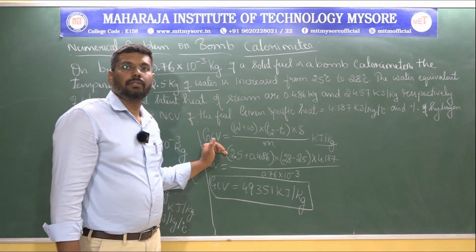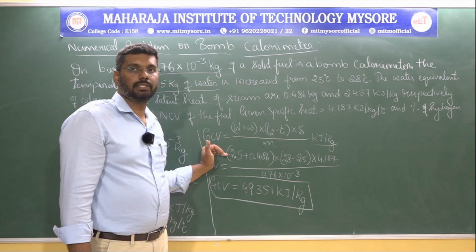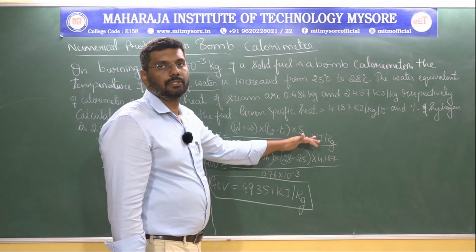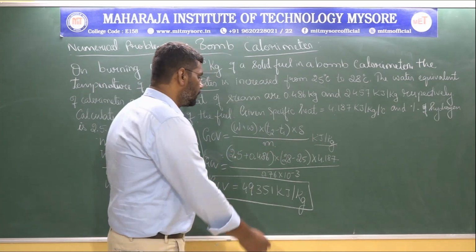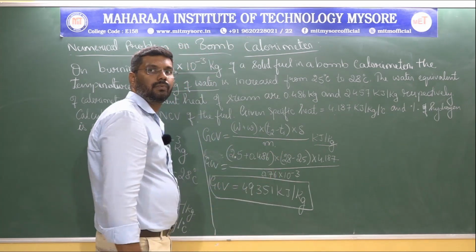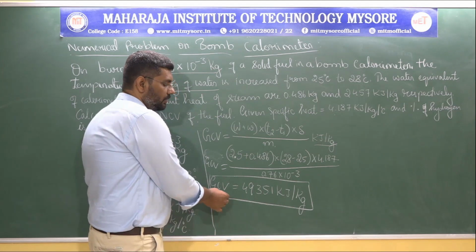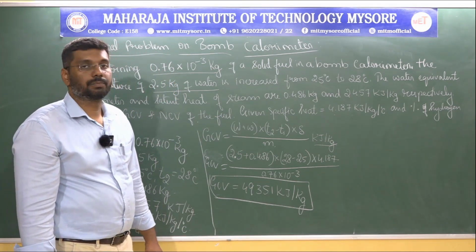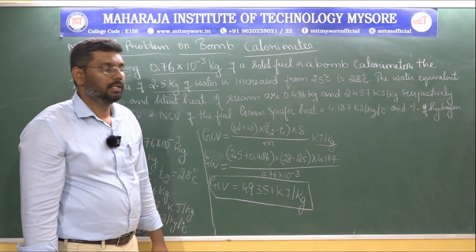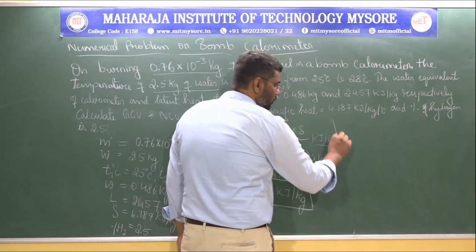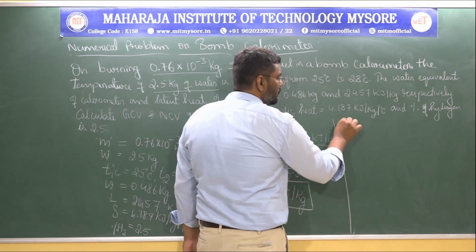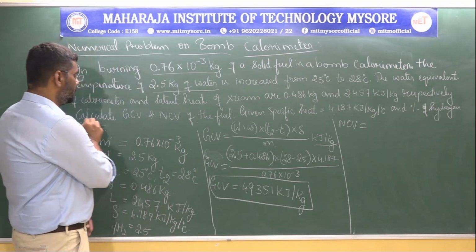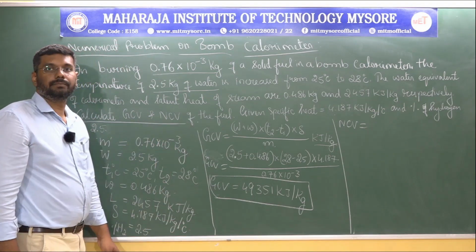And here the GCV equation has to be written. GCV is nothing but W plus w into rise in the temperature into specific heat divided by mass. If you just put those values in the equation, the final answer after simplification is 49,351 kilojoules per kg. Next we shall discuss how to calculate NCV, because here he has also told us to calculate both GCV as well as NCV.